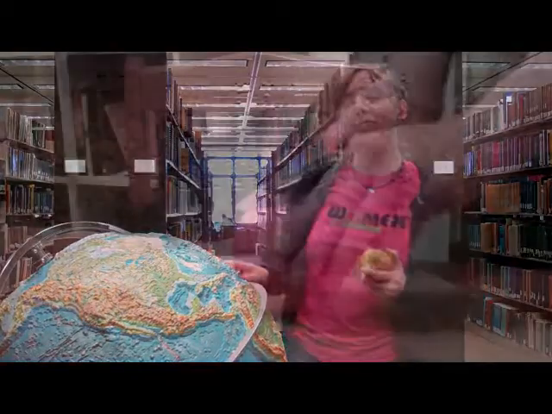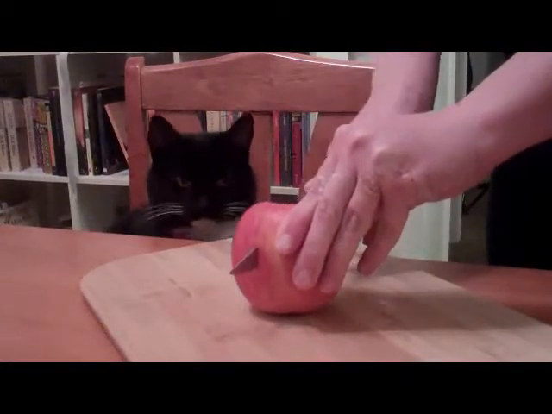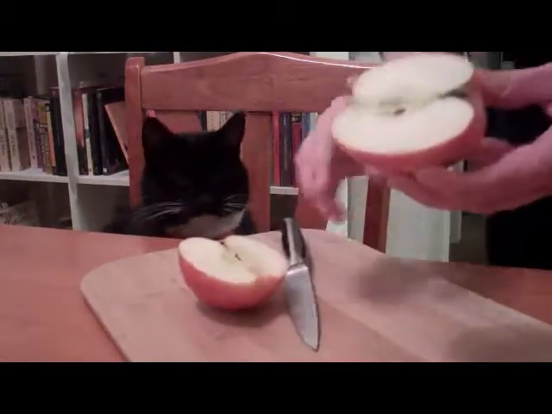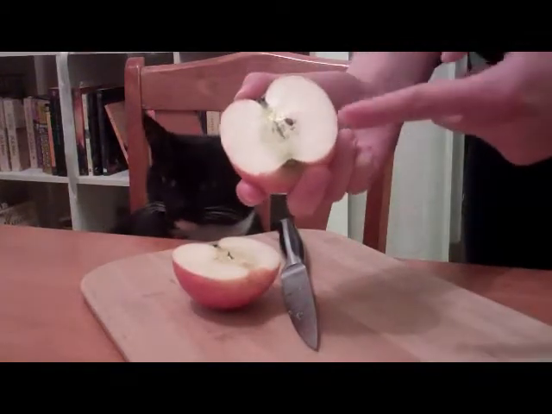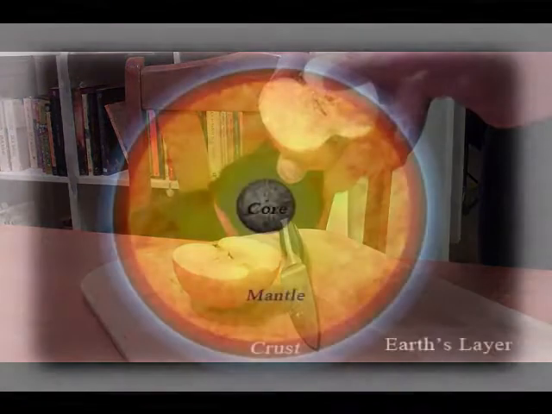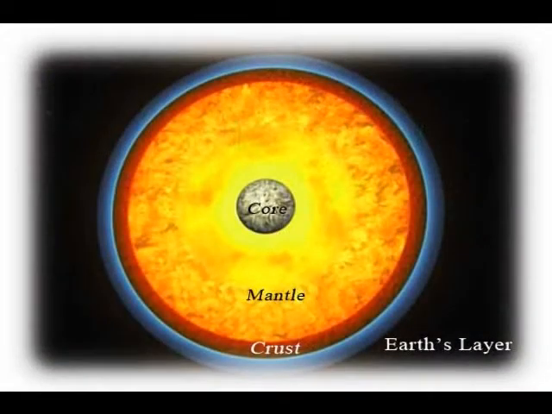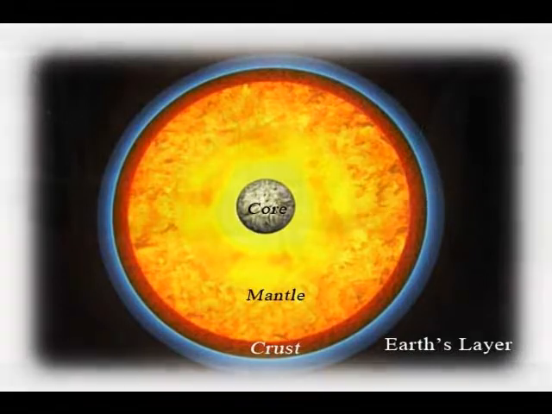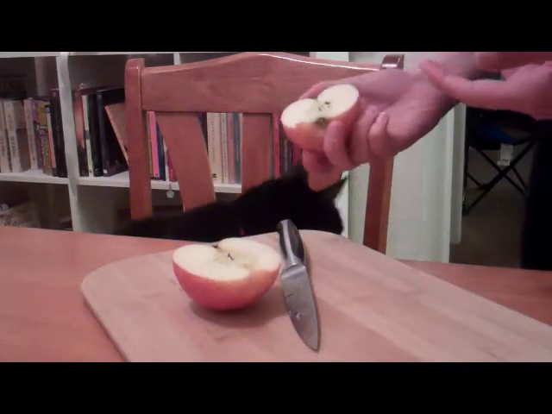Imagine Earth as an apple. If we cut our apple in half, we can see that it has 3 layers: the skin, the flesh, and the core. Earth has 3 layers too: the crust, the mantle, and the core. Just like the apple.